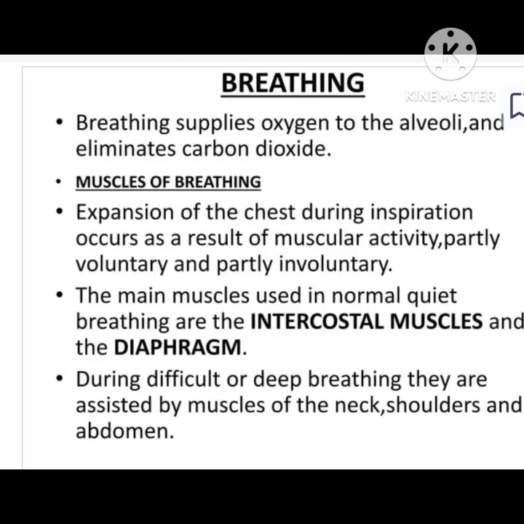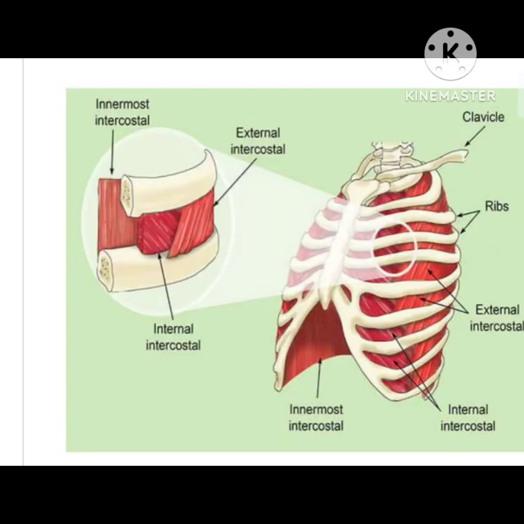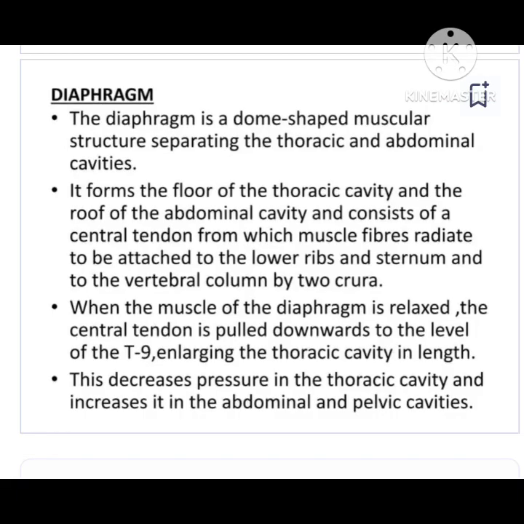Breathing supplies oxygen to the alveoli and also eliminates carbon dioxide. So this is the diagram. You can see here the presence of external intercostal and innermost intercostal. So this is the innermost intercostal.